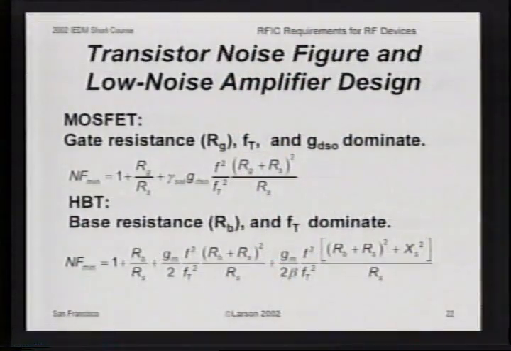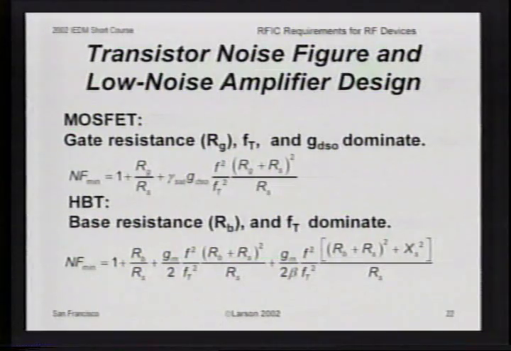Now, the bipolar device, not surprisingly, has a very similar set of trade-offs for noise figure, except that in the bipolar device case, the base resistance is very significant. And with modern scaled bipolar devices, actually the extrinsic base resistance is in many ways the key limiting factor. And then once again, there's a noise factor which essentially depends on the transconductance of the device and the FT, very much like the MOSFET.